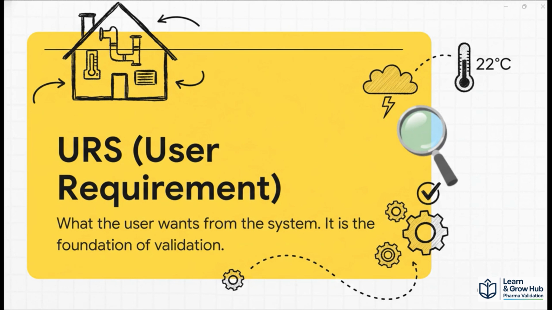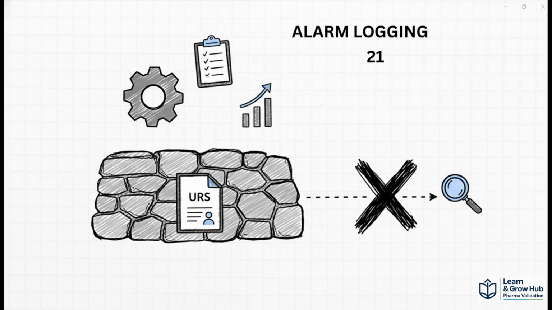The foundation of everything is the URS, user requirement specification. In plain language, the URS is simply what the user wants from the system. For example, let us say we are validating an HVAC system. In the URS, the user will define specific expectations. They might require a temperature of 22 degrees Celsius plus minus 2 degrees Celsius. They might ask for humidity level at 45% and differential pressure at 15 pascals. They will also list requirements for alarm logging and compliance with 21 CFR Part 11.